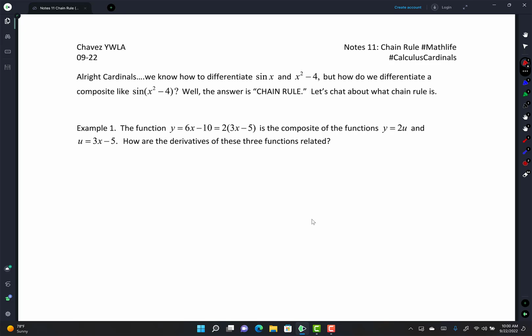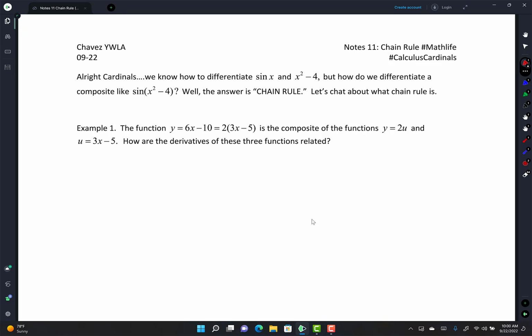Here we go. So hopefully you read some of these things that says, we know how to differentiate sine x and x squared minus 4, but how do we differentiate a composite like sine of x squared minus 4? Well, the answer is chain rule. So let's talk about chain rule. We'll give you the formality, and then we'll give you a shortcut, like always. So you probably won't like the beginning, or maybe you will, I don't know.